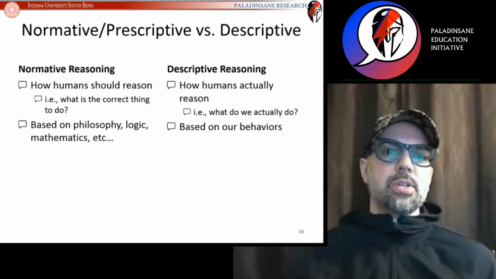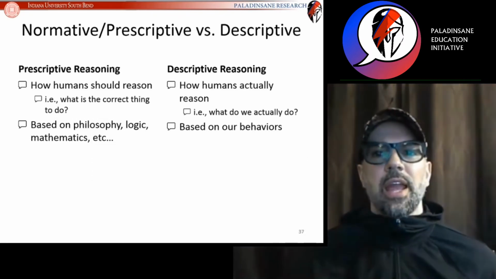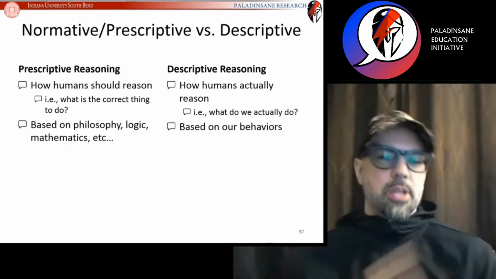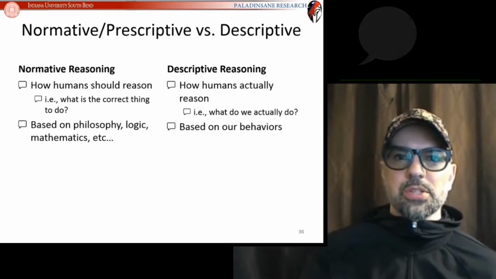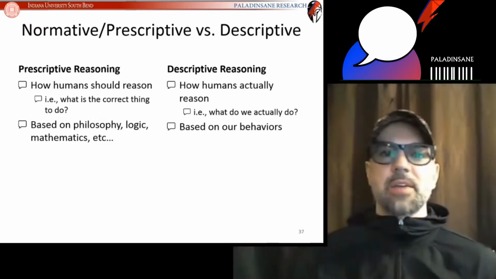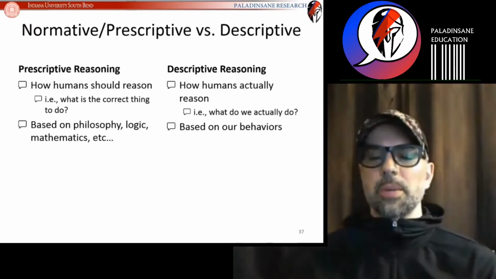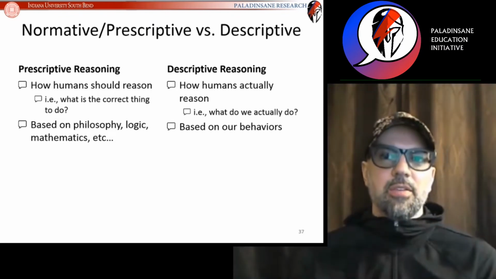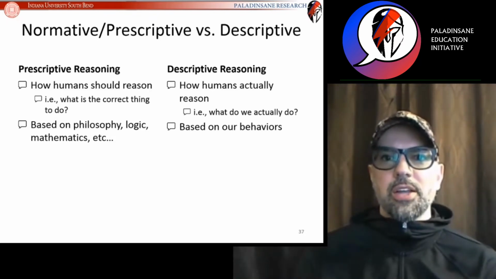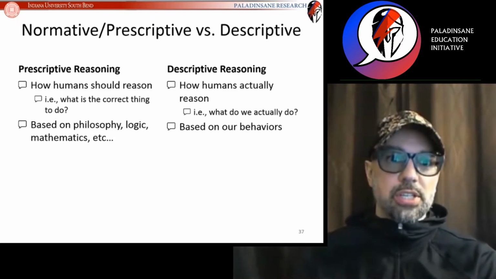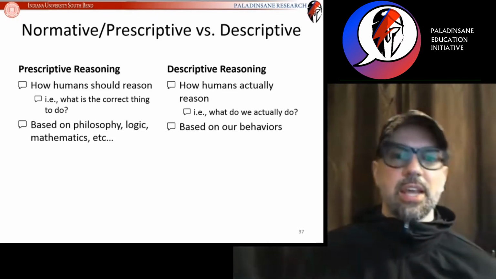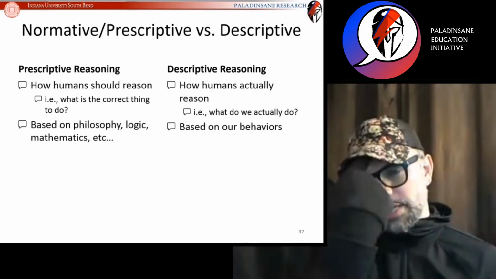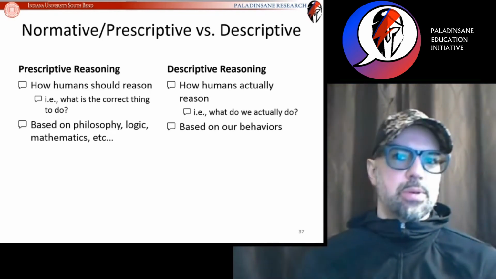So I'm going to introduce the term prescriptive right now, and just tell you that prescriptive is the same as normative. So some people call it normative, some people call it prescriptive. It's the same exact thing. Normative is what we should do. Prescriptive is what we should do. It's kind of like a doctor's prescription, when they give you a cure for your ailments and they say, here's what you should take. So prescriptive reasoning is, again, what we should do. And I introduced this term because in decision making, they tend to use the term prescriptive.